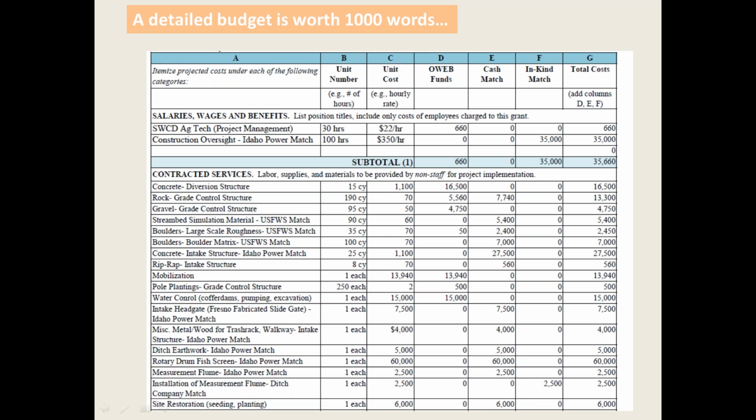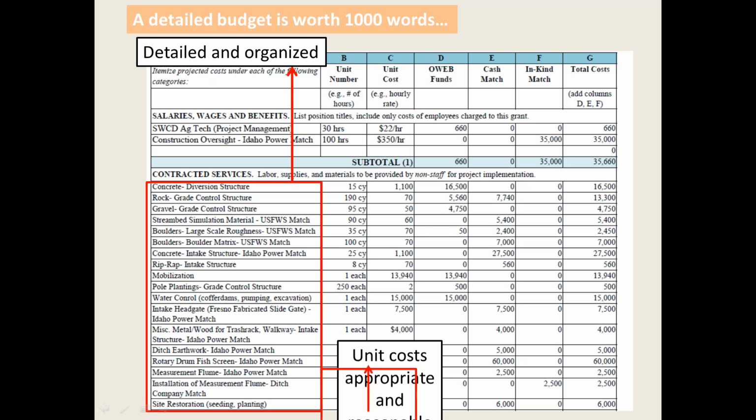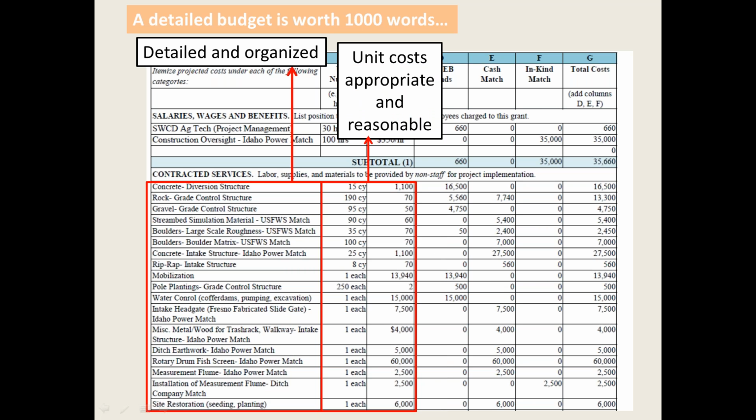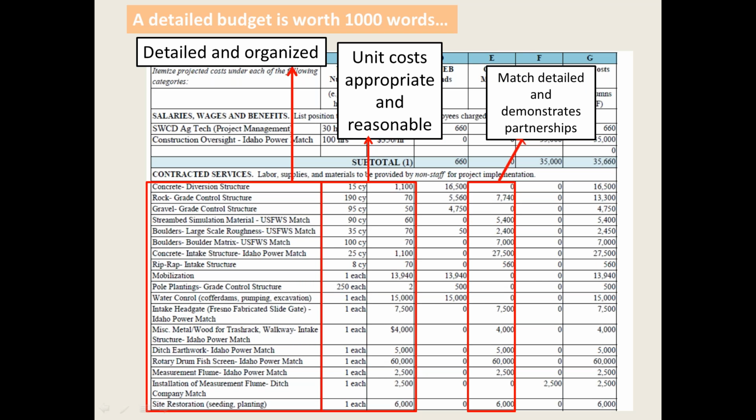What should you provide for an essential budget detail? This project provided an organized and detailed budget. Unit costs were appropriate and reasonable, and costs for many of the components were from an engineered design. Match was detailed. Partnerships were clearly demonstrated. There were 3 other partners in addition to OWEB. This project had U.S. Fish and Wildlife, Idaho Power, and the Ditch Company.